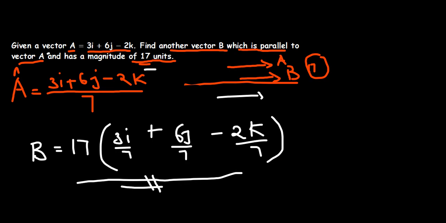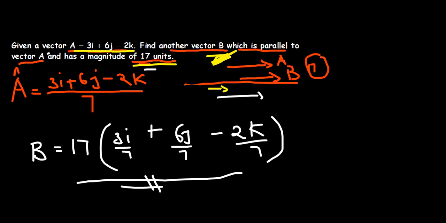Okay, so here we want to find the vector B. This vector B that we are looking for, one, should be parallel to this vector A, and two, should have a magnitude of 17 units. So how are we going to find that vector B? The first thing is to find the unit vector of A. We know that the unit vector of A is always in the same direction as the vector A. So how do you find the unit vector of A?